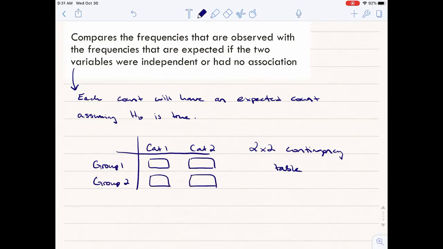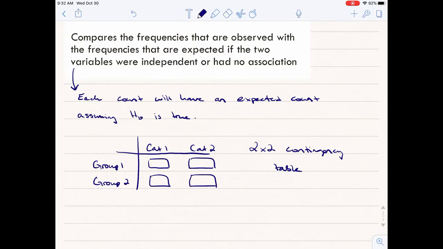Okay. So what the chi-squared does is, if we assume that the null hypothesis is true, then we'll be able to calculate how many we expect to see in each of these cells. And then we look at the difference between what we actually saw and expected. If that difference was too large, then we can reject the null hypothesis. We'll look at that calculation, but this is the idea.